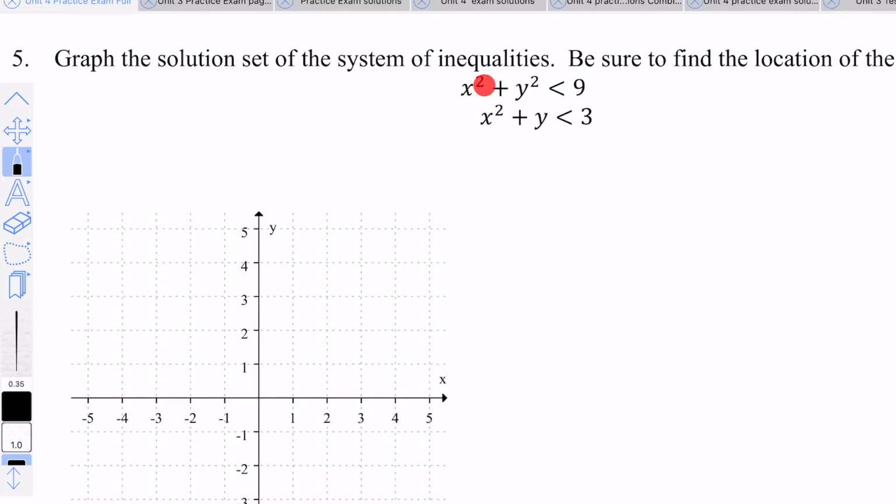So I'm going to start with this first one, x squared plus y squared. Remember, when x and y are both squared, it's a circle. The square root of this value is the radius. So the radius is 3, and the center of the circle is at the origin. And because it's less than and not less than or equal to, it's a dotted boundary line.